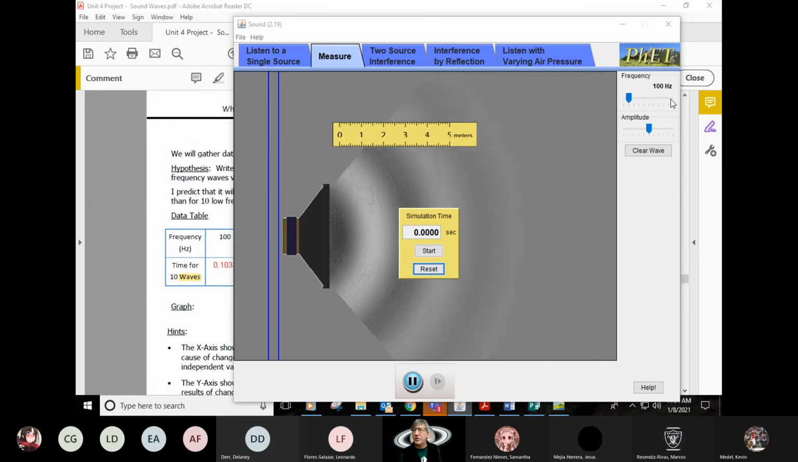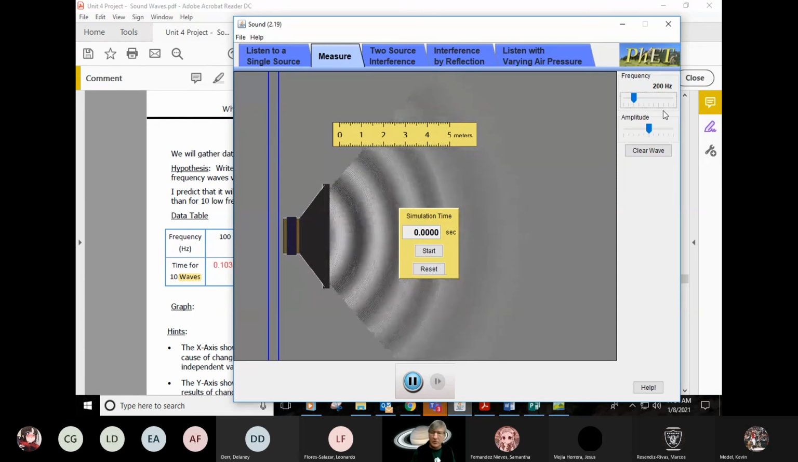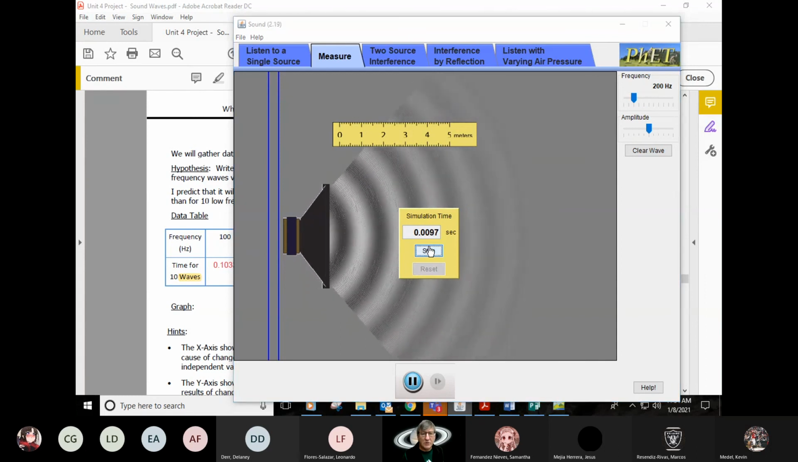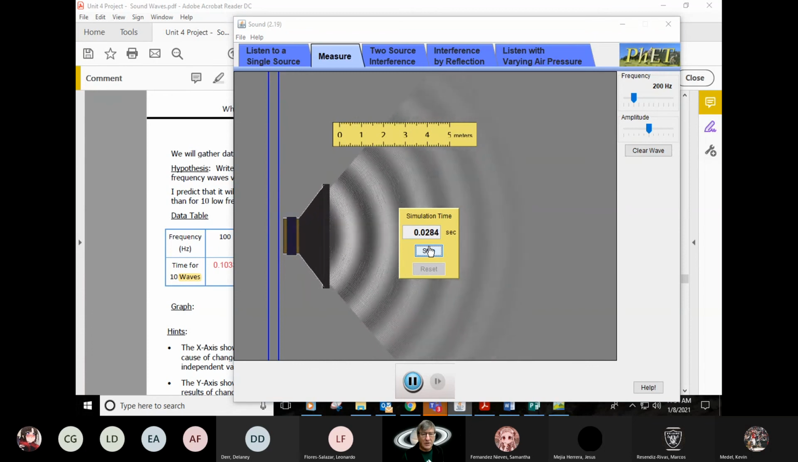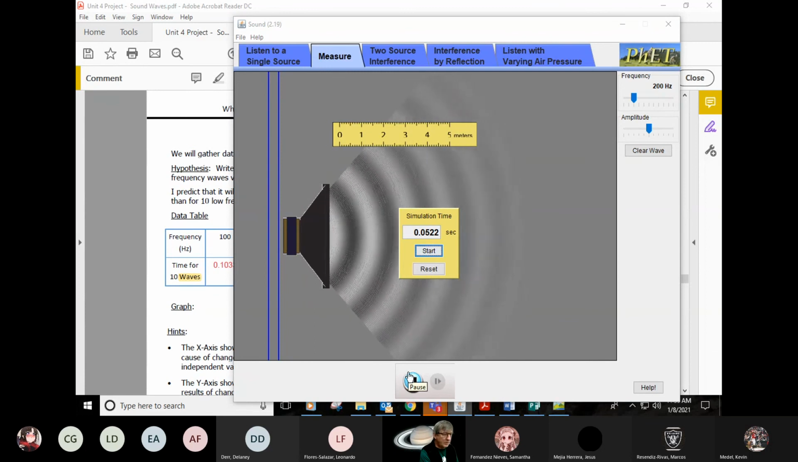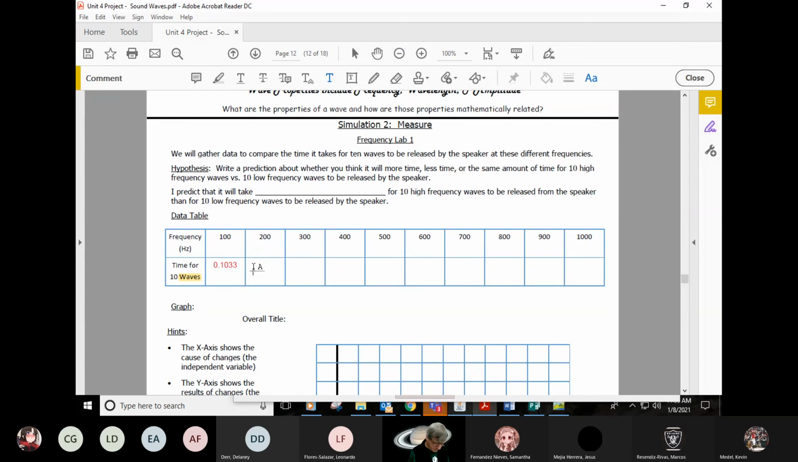There's the sound of the 200, and there's the waves of the 200 coming out. And then I'm going to start the timer. 3, 2, 1, and go. 1, 2, 3, 4, 5, 6, 7, 8, 9, 10. All right. So there we are. 0.0522 is my result.